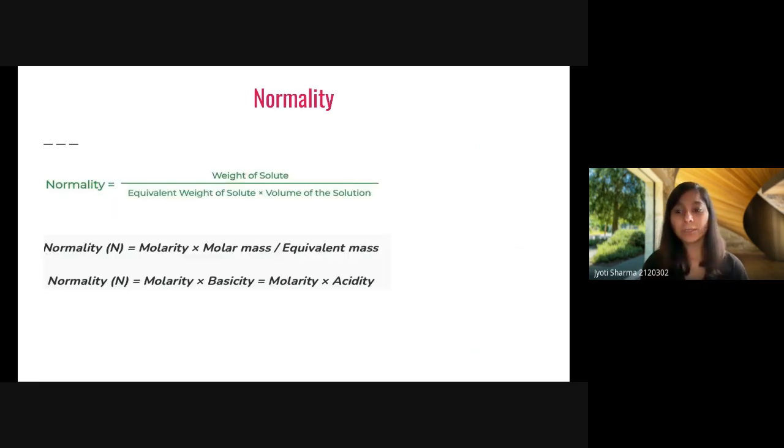Then the next concept, like you have learned molarity, is normality, and the relation between normality and molarity is, normality is equal to molarity multiplied by molar mass divided by equivalent mass. Or you can also say normality is equal to molarity multiplied by basicity. Or if your chemical species is acidic in nature, then you can say molarity multiplied by acidity. So this is how there is a relation between these two.